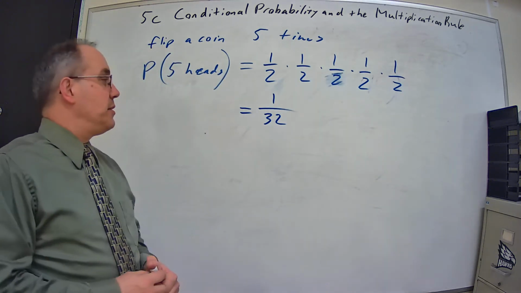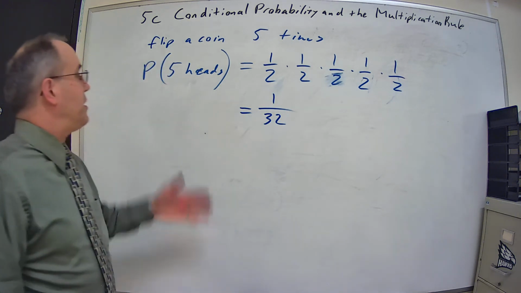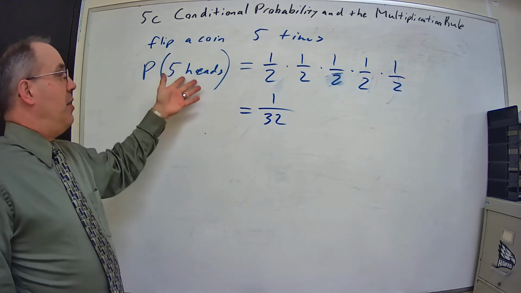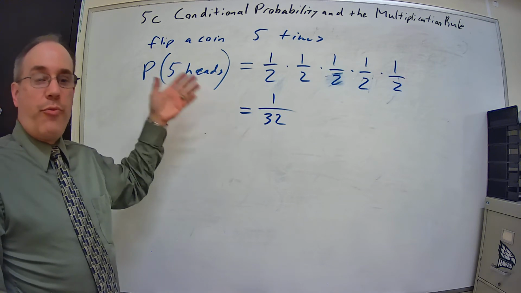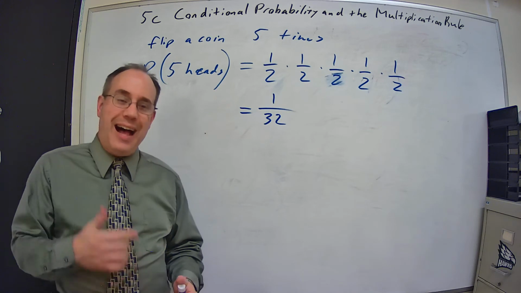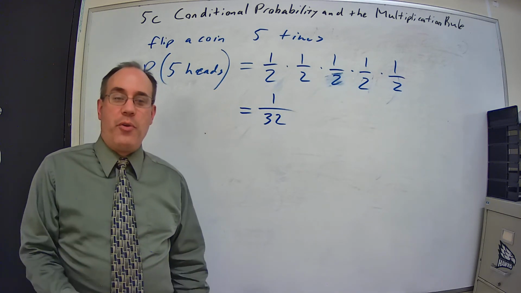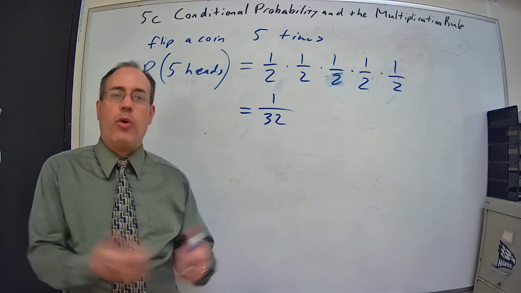Okay? Now we talked about replacement and without replacement. In this case, this would be considered with replacement, because every time I flip that coin, I have both options available to me. Without replacement would mean that a side of the coin disappears each time.